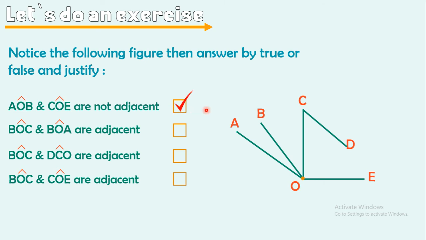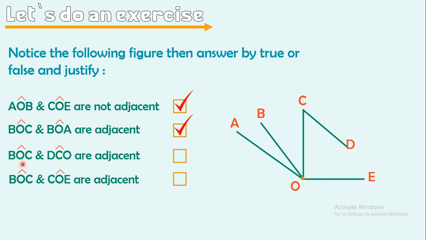Let's move to the second statement. This angle BOC and the angle BOA are adjacent. Let's check it. Here the vertex is O and O, so they have a common vertex O. And also they have a common side in between them, BO or OB, which is this side. So they are adjacent. So this statement is true also.